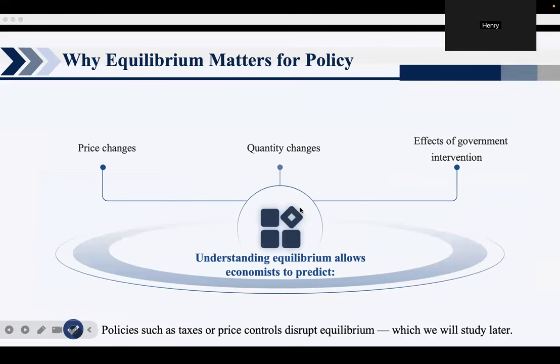Now, why does equilibrium matter for policy? Understanding equilibrium is essential for policymakers. It allows economists to predict price changes, quantity changes, and the effects of government intervention. For example, taxes, subsidies, and price controls. All of those affect equilibrium outcomes.